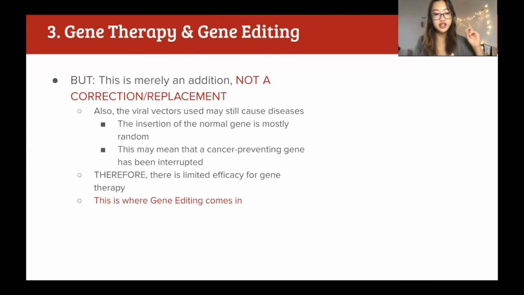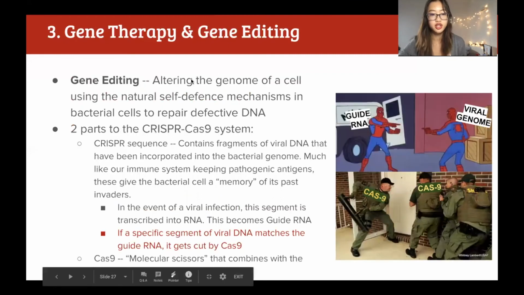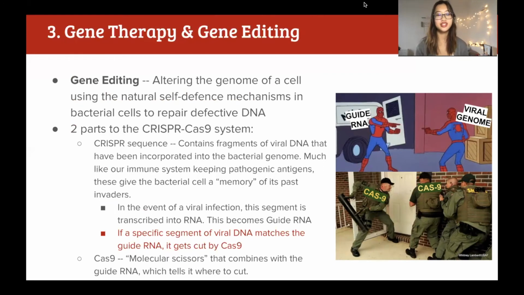So this is where gene editing comes in. All right. So gene editing. What is it? It's altering the genome of a cell using the natural self-defense mechanisms in bacterial cells to repair defective DNA. Right. So this is done using the CRISPR-Cas system. We have to give credit to the bacteria for this system, because it's present naturally in them, and it functions like the human adaptive immunity system, which you guys are going to learn further on in your journey.